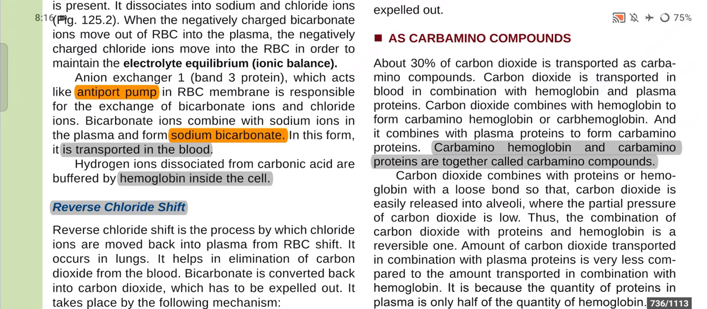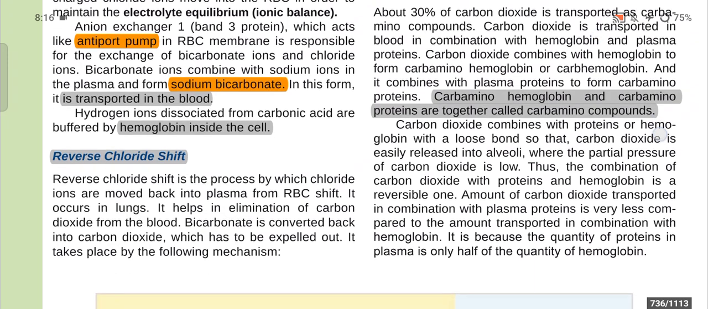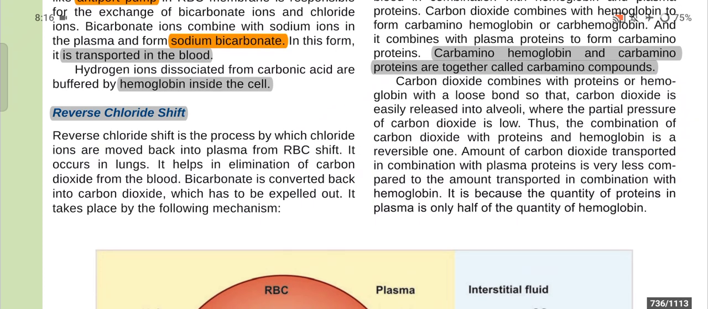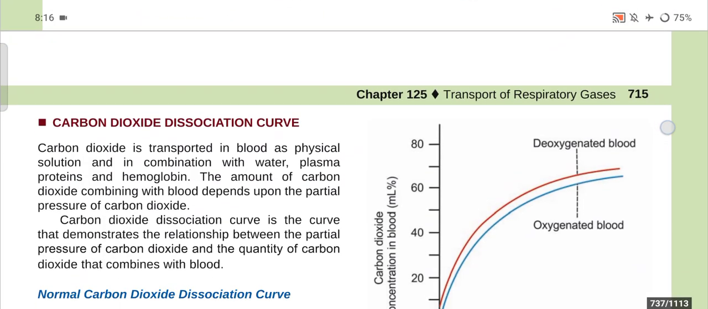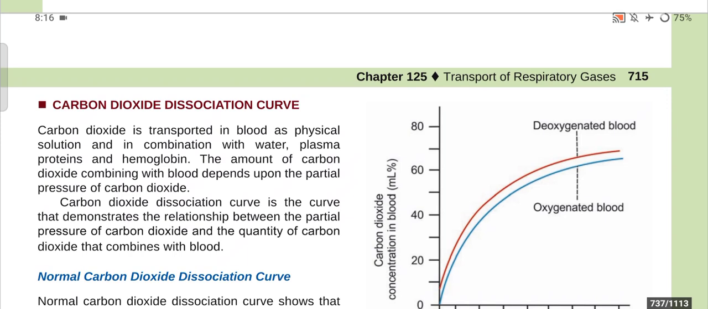And the carbaminohemoglobin and carbamino proteins are together called carbamino compounds. Carbon dioxide combines with the proteins or hemoglobin with a loose bond so that carbon dioxide is easily released into the alveoli, where the partial pressure of carbon dioxide is low. Thus, the combination of carbon dioxide with protein and hemoglobin is a reversible one. The amount of carbon dioxide transported in combination with the plasma proteins is very small compared to the amount transported in combination with hemoglobin. It is because the quantity of proteins in plasma is only half of the quantity of hemoglobin.